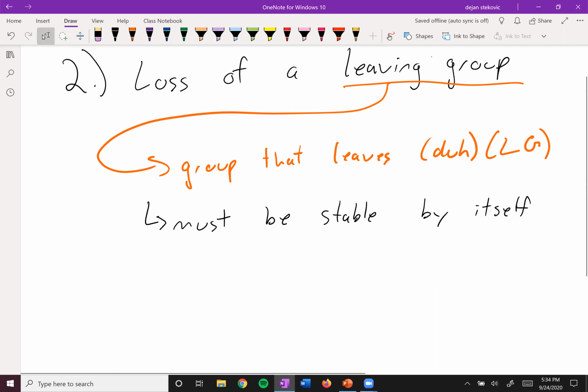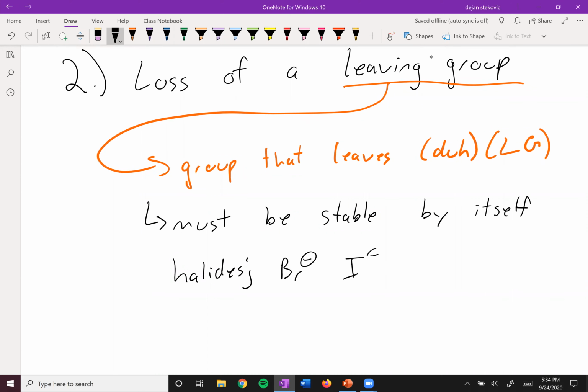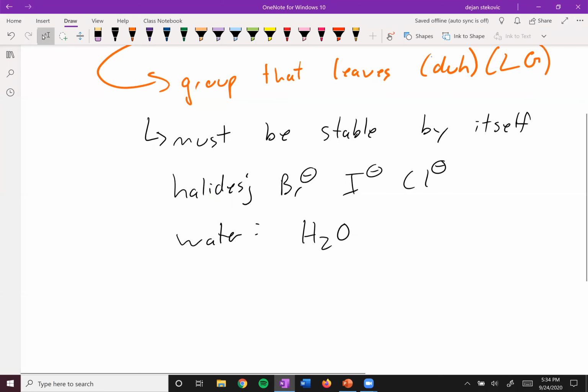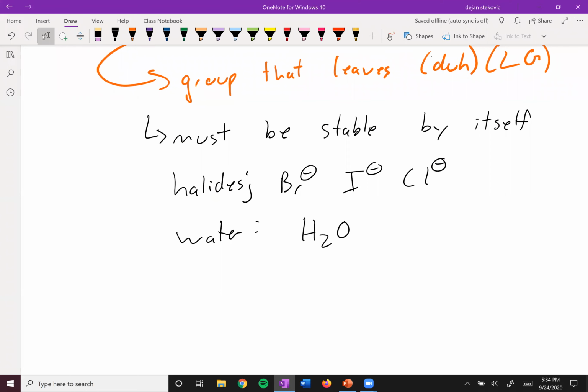So some examples of good leaving groups are halides, so maybe a bromide, an iodide, or a chloride, right? All of these are relatively stable by themselves, so they make good leaving groups. Another common leaving group we'll see is water, H2O. Water is obviously very stable, and so it can act as a good leaving group by itself.